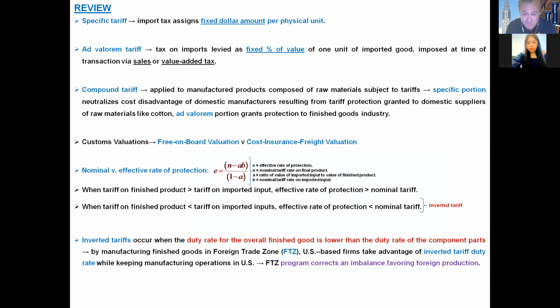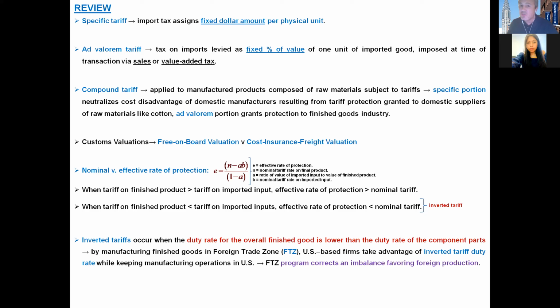We pointed out with a specific tariff, the level of protection varies inversely with the price. The higher the price, the lower the protection, as opposed to an ad valorem tariff that, as the price increases, is a percentage of the value. So if it's a tariff on a suite of Toyota cars, that means that there's a constant degree of protection based upon a percentage of the cost of each car as you go from the lower price models to the higher price models.